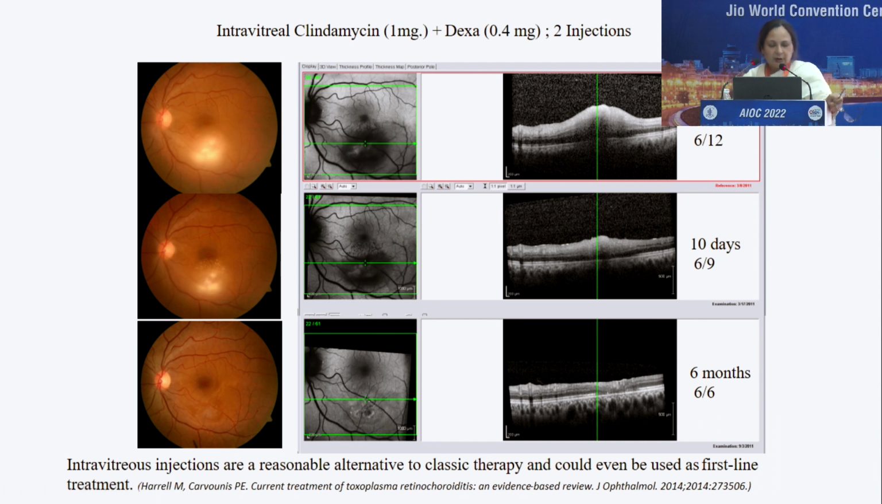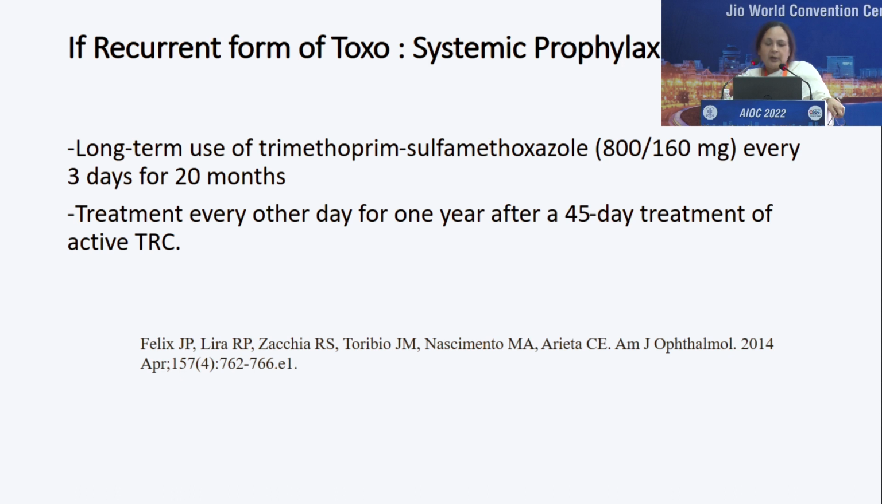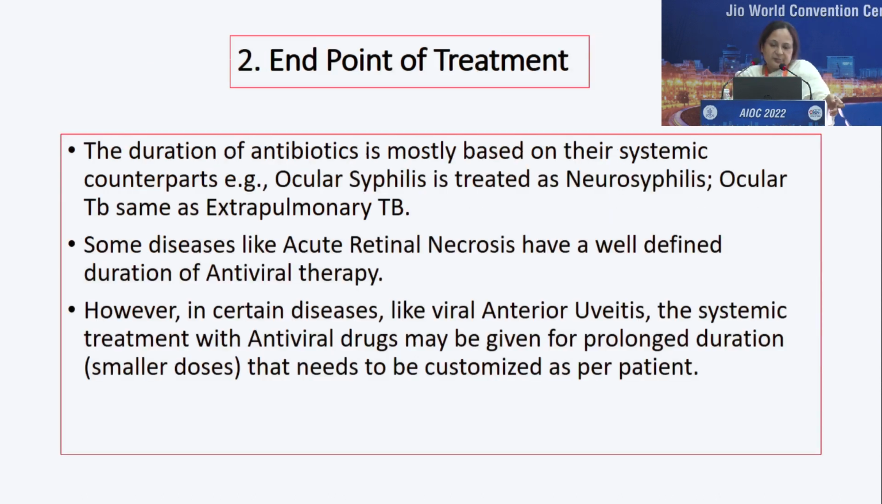So we are not talking about toxo in particular, but local therapy can be used, especially if the disease is not recurrent. However, if the toxo is recurring again and again, you may have to add systemic prophylaxis, which is actually Septran every 3 days for 20 months.